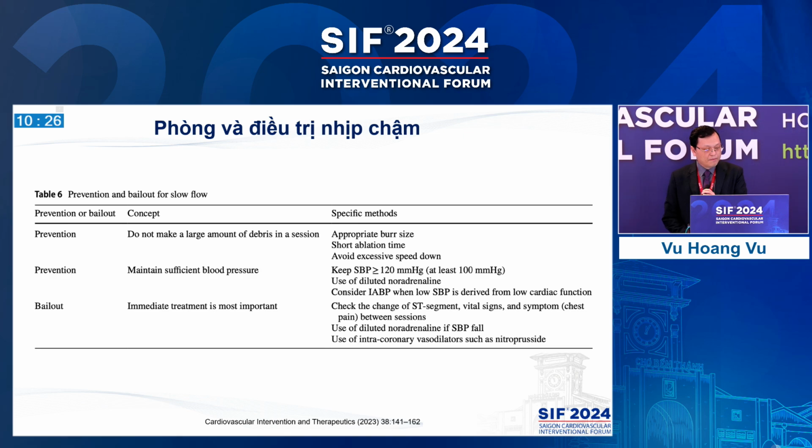And these are some tips and tricks to prevent slow flow. How to prevent slow flow? We have to use an appropriate burr size, for example, a 0.5 or 0.6 burr-to-vessel ratio. If we have IVUS, we can go up to 0.75 of the minimum lumen diameter. Also use short ablation times, avoid excessive speed drop, keep the systolic blood pressure over 120 mmHg, and use noradrenaline to keep the blood pressure. Sometimes we use IABP if the patient has slow flow or a low ejection fraction.